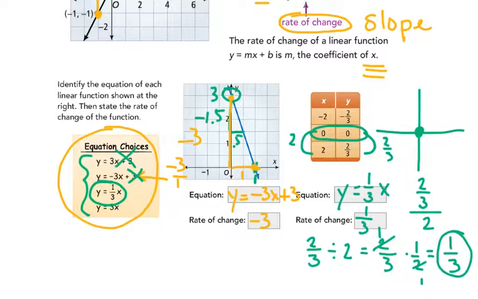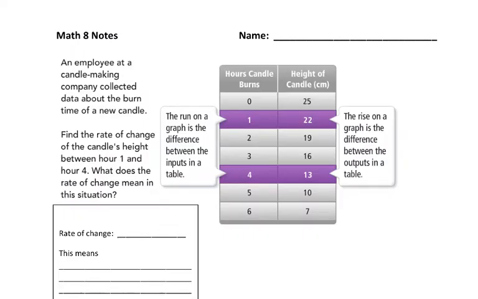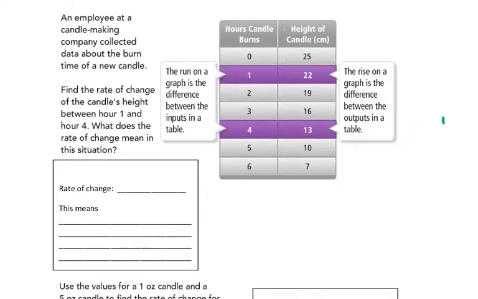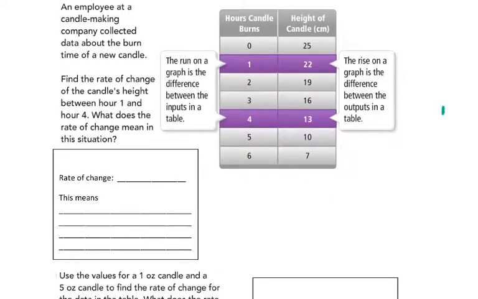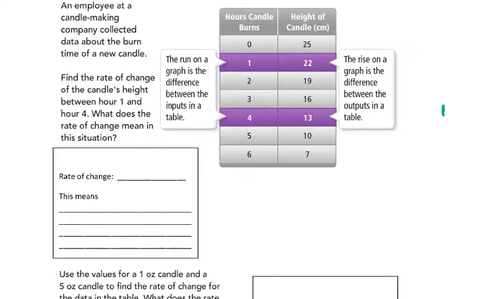Let's move on to the next page. This is the last page of the section. We're talking about an employee at a candle making company, and they collected data about the burn time of a new candle. So, find the rate of change of the candle's height between hour 1 and hour 4, so that's why they are highlighted in the table. What does the rate of change mean in the situation?